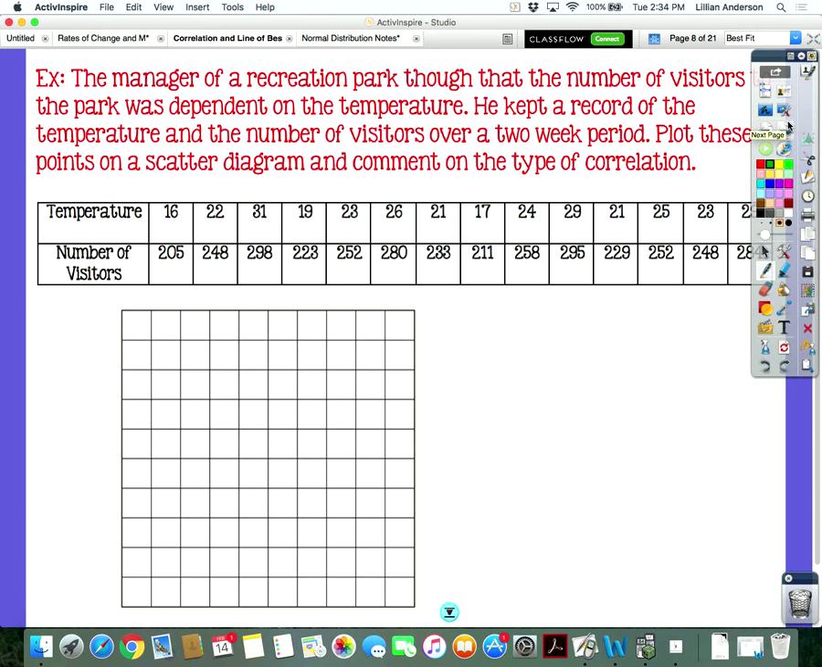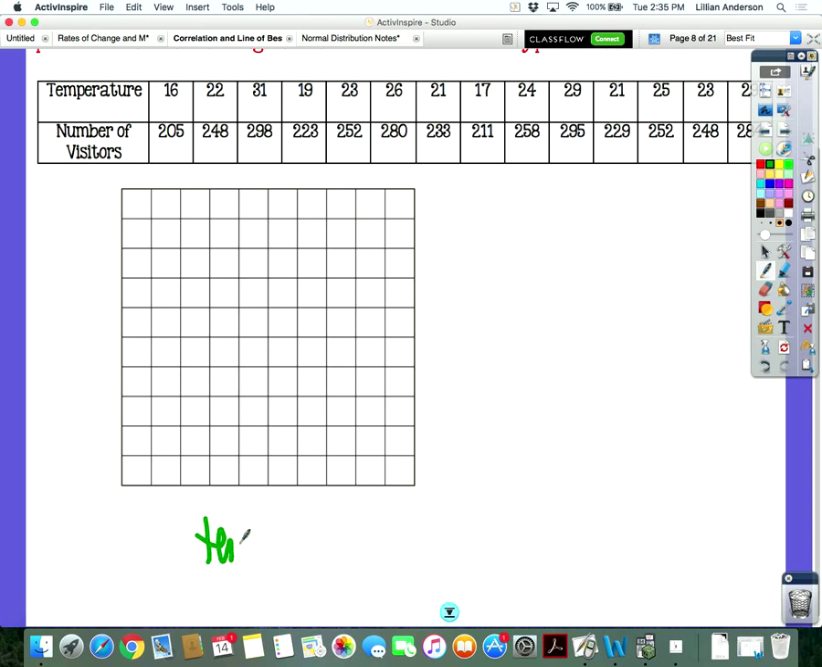The manager of a recreation park thought that the number of visitors in the park was dependent on the temperature. Okay. Let's reread that sentence. He thought that the number of visitors was dependent on the temperature. So right there, you already know what's going to be on your horizontal axis and what's going to be on your vertical axis. Which one's going to be where? Horizontal is going to be temperature, and visitors is going to be vertical. Okay?